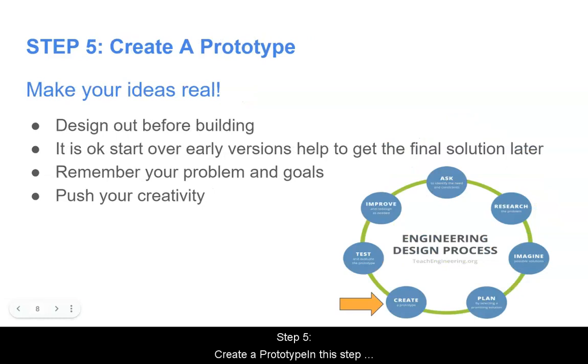Step 5. Create a prototype. In this step of the engineering design process, individuals start building and designing small-scale models of their selected design. This could be done through 3D models, computer design, scaled models, or drawings or renderings.